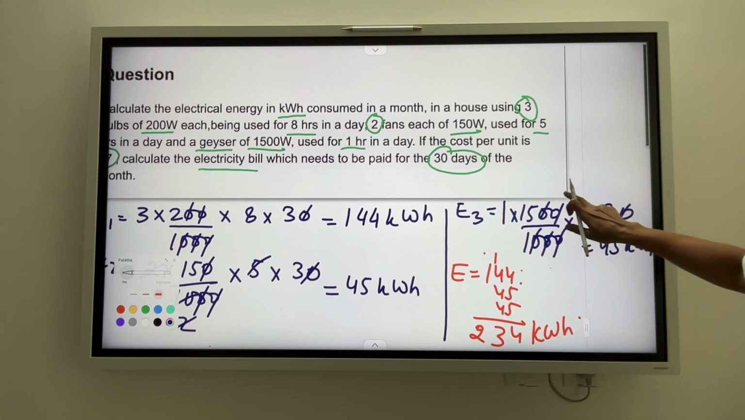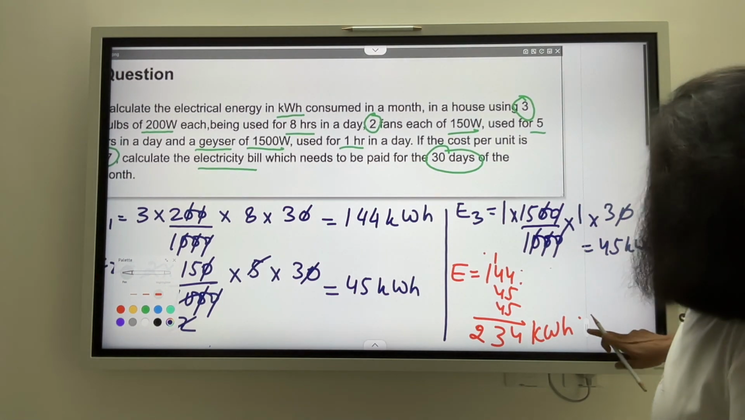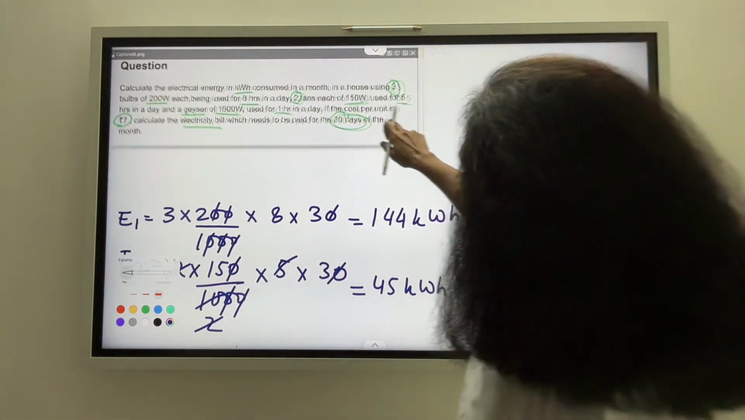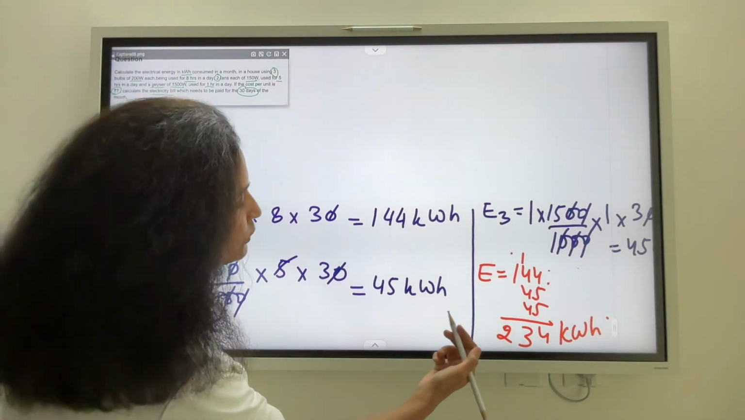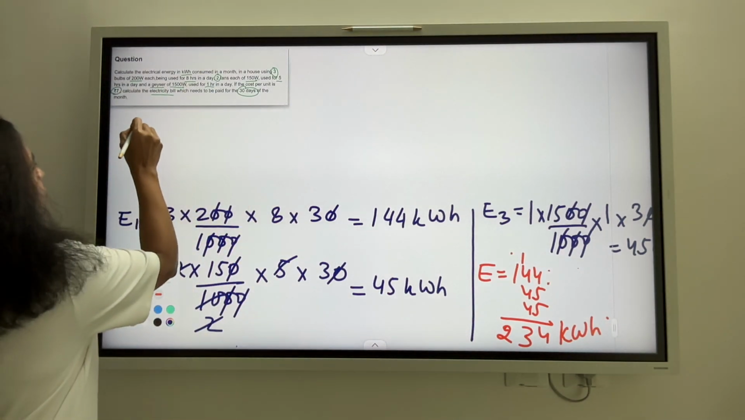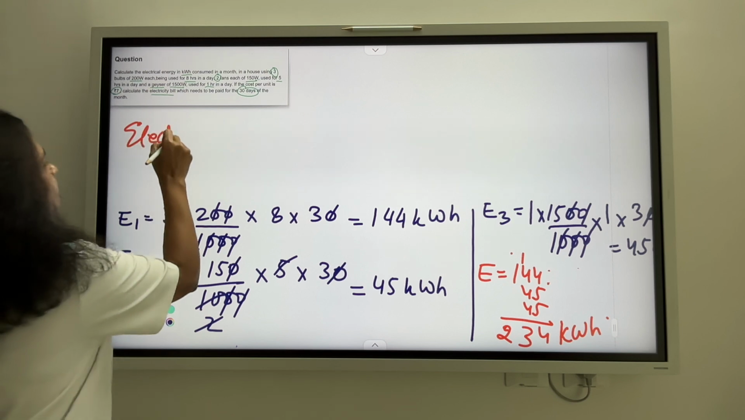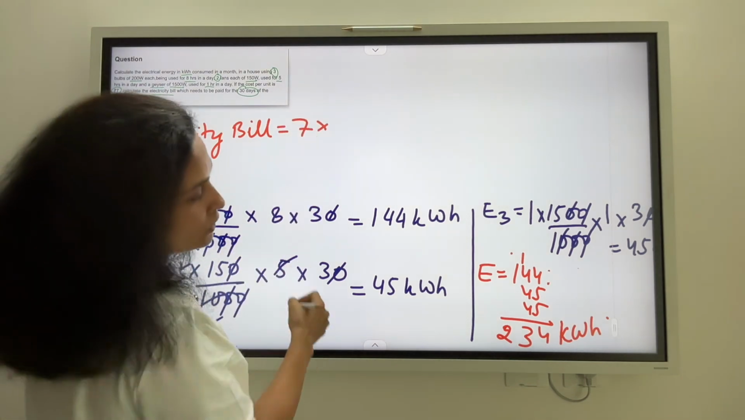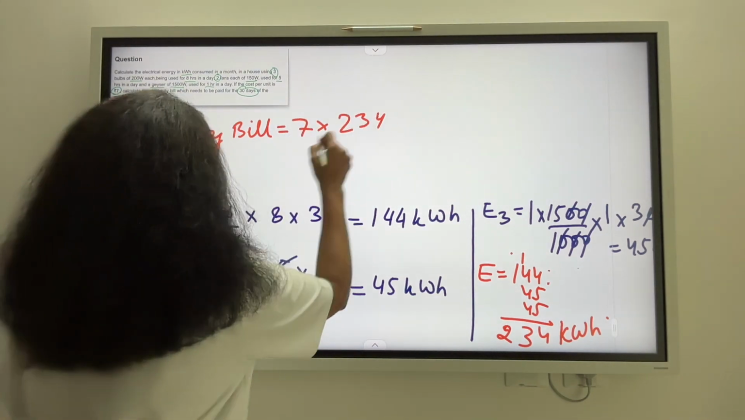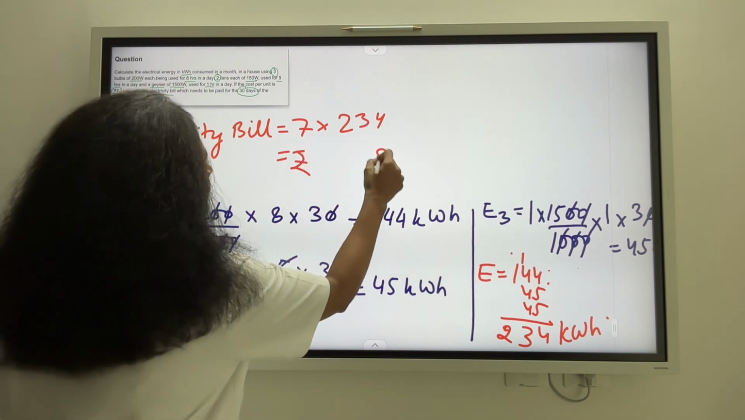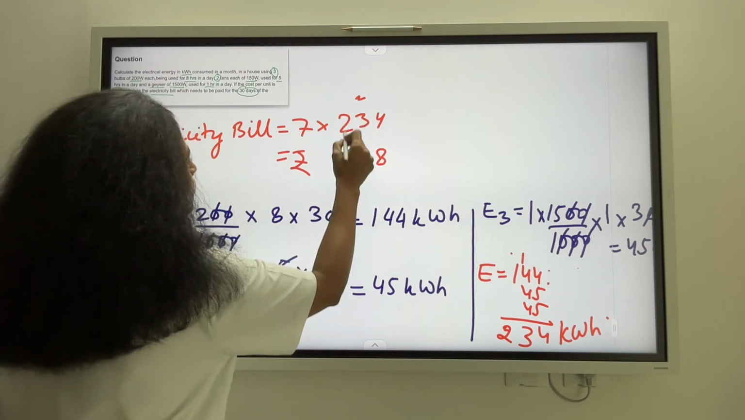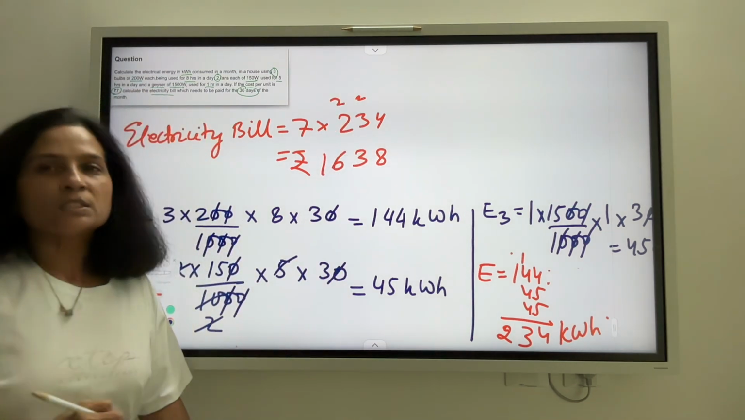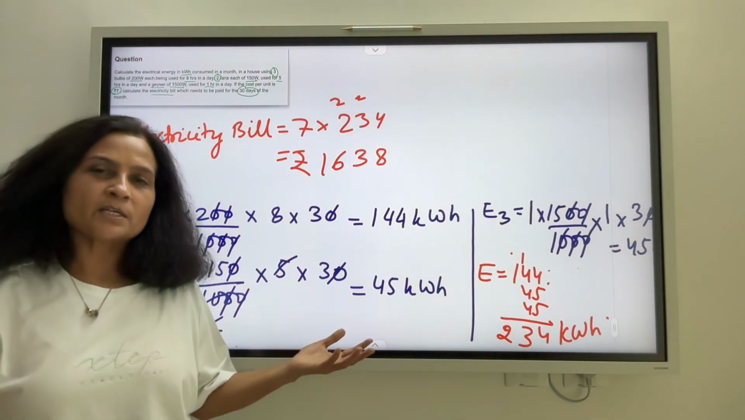So how much is the bill going to be? Per unit cost is given as ₹7 per unit. So many units will amount to how much? My electricity bill would be 7 into 234. How much do I get? 7 fours are 28, 7 threes are 21, 7 twos are 14. 1638 rupees is your electricity bill.